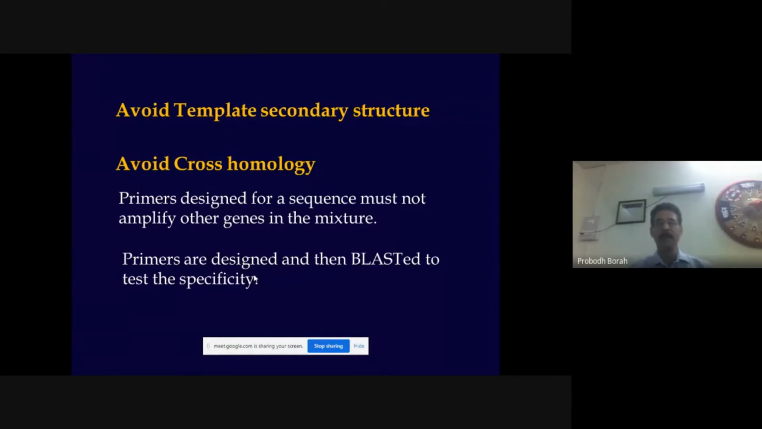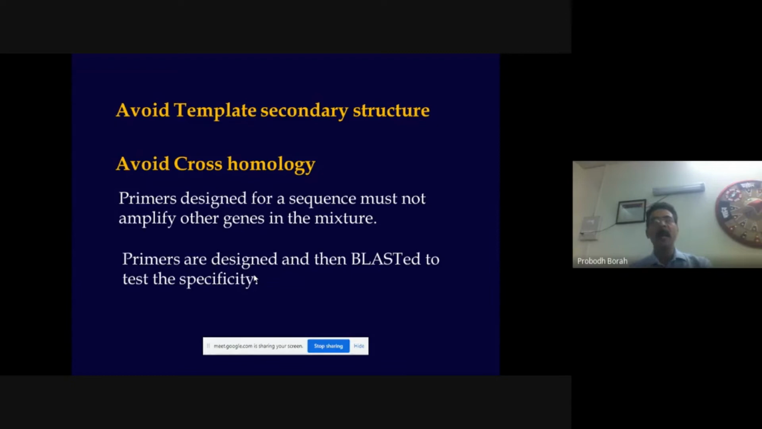It should be specific. At the same time, we should also avoid cross homology. Our primer should not anneal to any other gene of the same organism or the same gene of other organisms. That means it should be unique also. Not only should it be universal, it should also be unique, so that there is no cross homology.